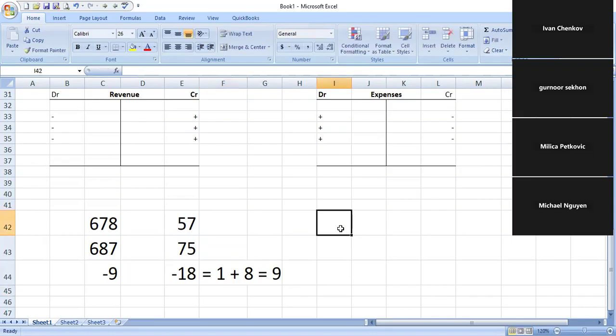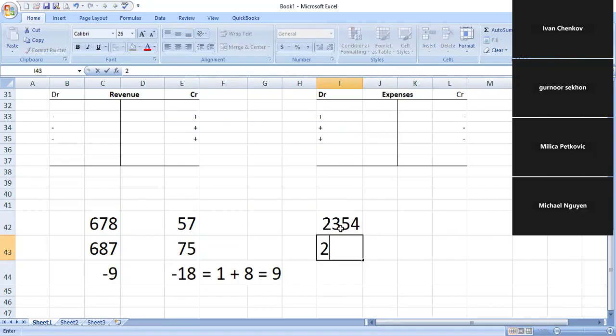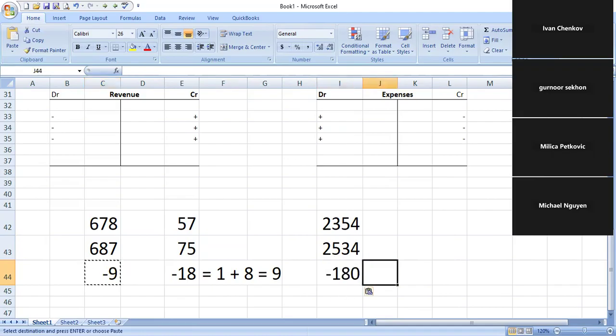The other example will be 2354 and the other one will be 2534. Let's see what's the difference. 180. That can be broken down to 1 plus 8 plus 0, equal to 9. Transposition error. And that's always going to be true. Break it down, see the difference, break it to the simple numbers, see how much it is. If the number is 9, you have a transposition error.